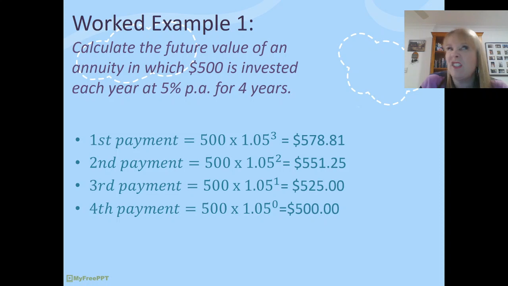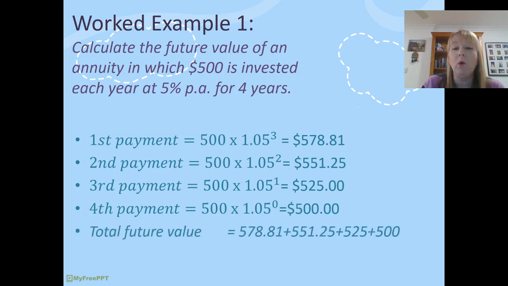And I've shown this to you so you can see the pattern that's forming here. This one's raised to the power of 0, which means it's not compounded at all, because anything raised to the power of 0 is just the number 1. So 500 times 1 gives us $500. You can see no compounding for that fourth payment. Now, the sum of all of these different payments together will give us a total future value of $2,155.06. So you can see how this compound interest formula can be applied, and each payment is treated separately and then added together at the end.